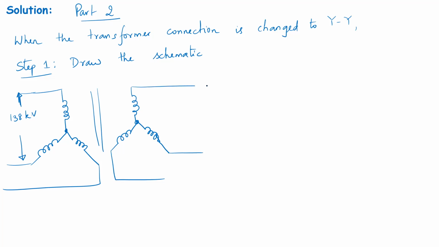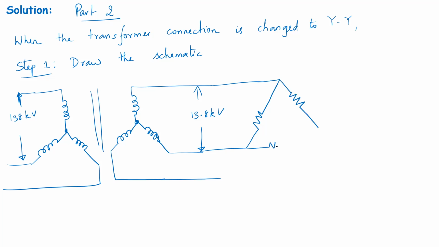And the line to line voltage is still the rated value of 13.8 kV. Okay. And there will be a delta connected load whose value is now known to us because it's the same load from the previous part. And this will be 71.415 ohms each. And that will consume 8,000 kilowatts of power when subjected to 13.8 kV.